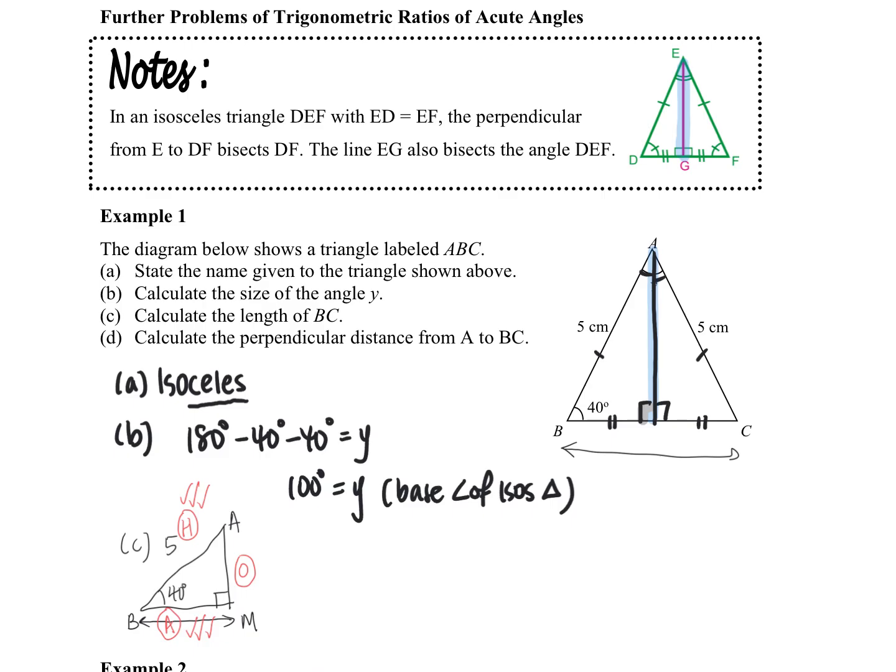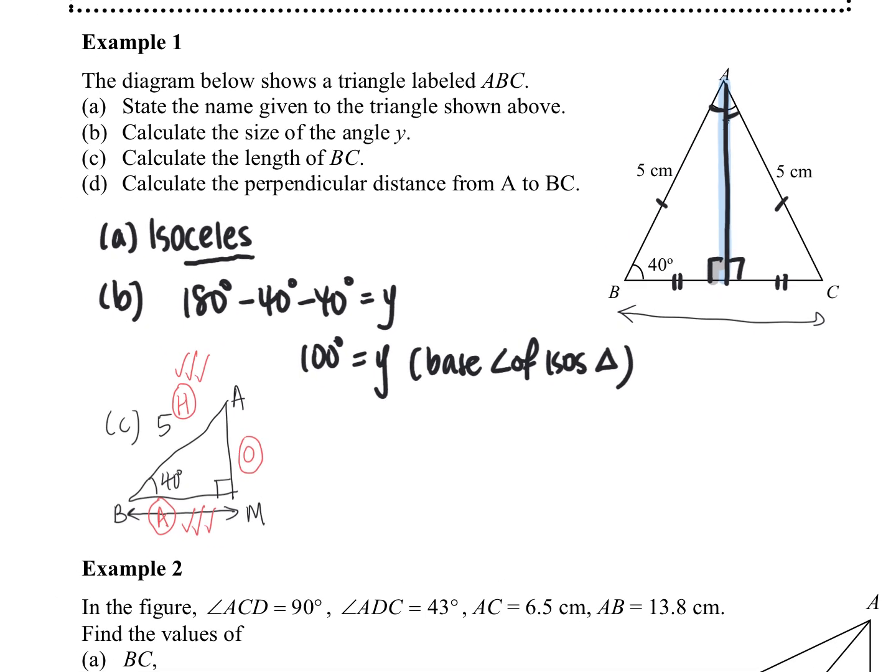So cross multiply. BM is 5 cos 40. Okay, don't need to evaluate using the calculator first because this is not your final answer. Let's keep it as exact as we can. Okay, so now to find BC, I multiply this by 2. So you will get an exact answer so that you don't lose accuracy marks. So 7.66 cm. Length, 3SF.